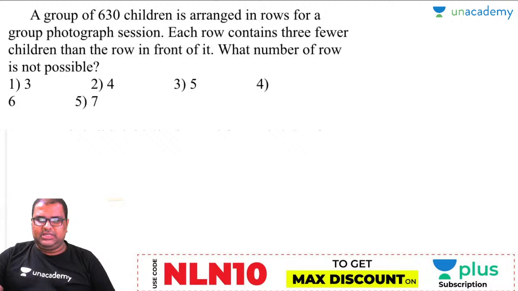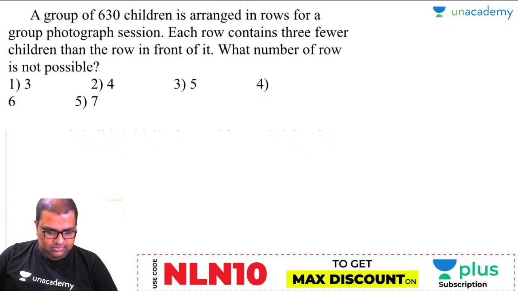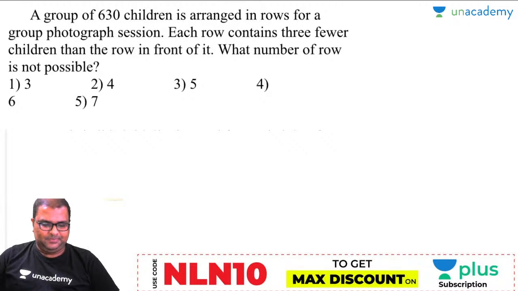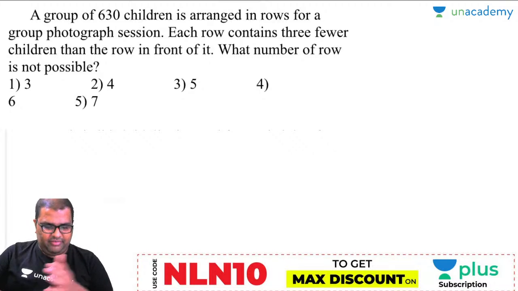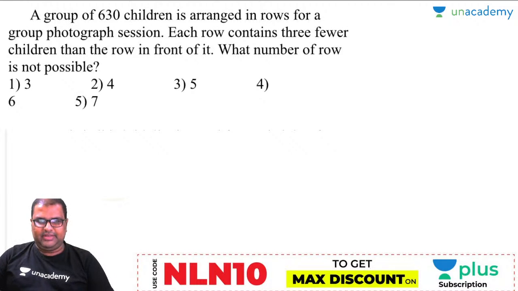This is our last question in this series. Now, a group of 630 children, I will explain this question. A group of 630 children is arranged in rows for a group photograph session. You can repeat the video, Suraj, you can easily understand it rather than me repeating it. If you repeat the video again, you can get the answer very easily.